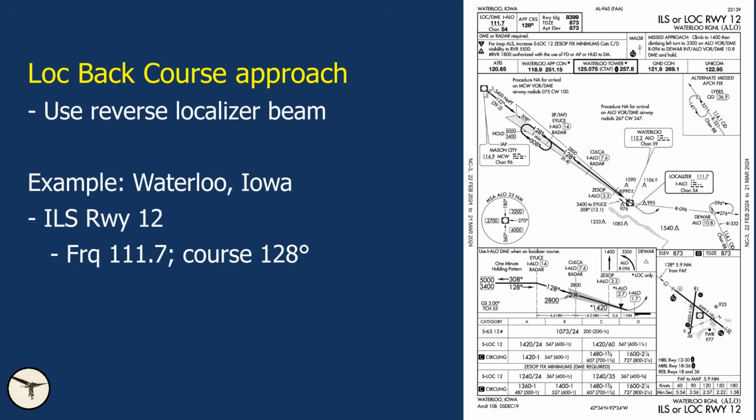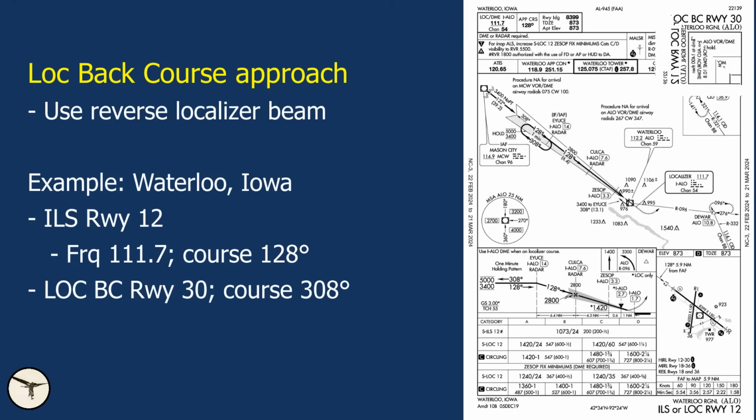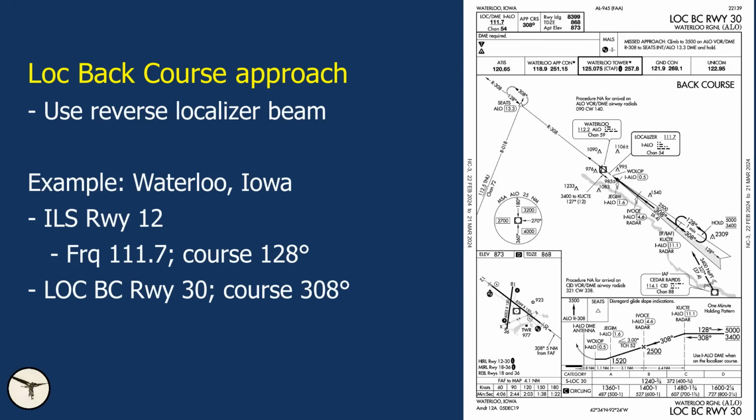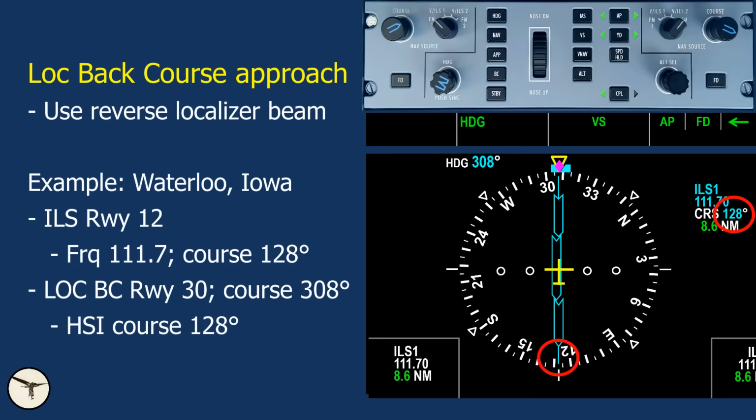Here is an example. At Waterloo Regional Airport in Iowa, United States, there is an ILS approach to runway 12 with a frequency of 111.7 MHz and a collocated DME. The approach course is 128 degrees. For runway 30, a localizer backcourse approach is published. This procedure uses the same frequency, 111.7 MHz, as the ILS for runway 12, but the approach track is 308 degrees. However, an important detail not immediately evident on the chart is that when flying a backcourse, the course selector on the HSI must be set to the opposite course, 128 degrees.